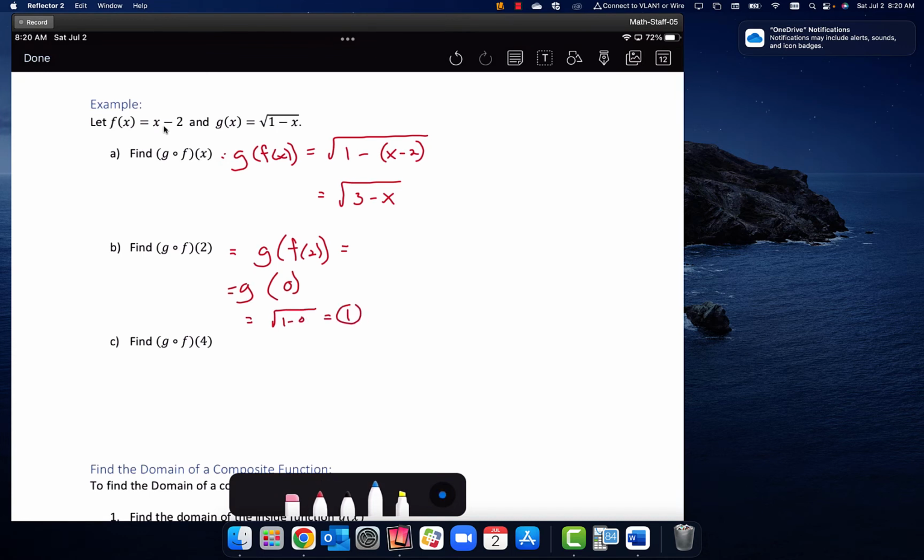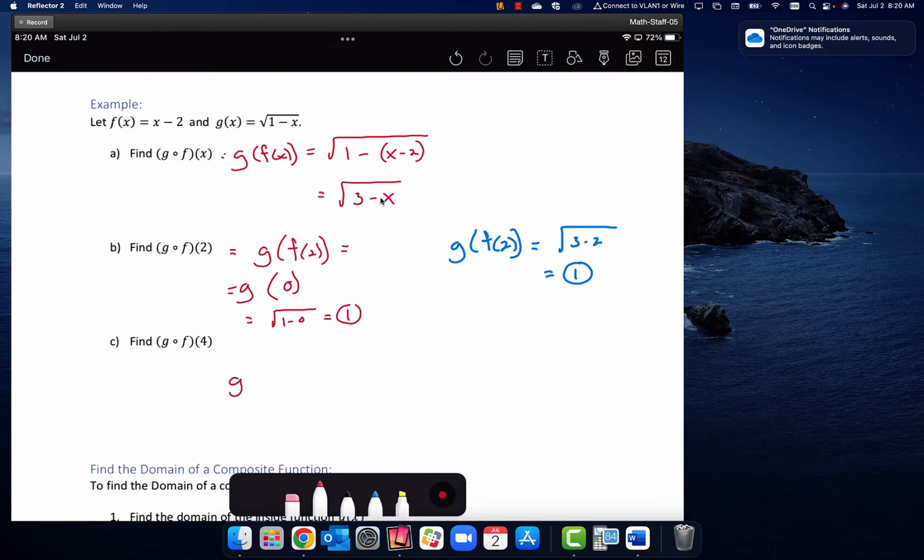Or we could do it in an alternate way. G of f of 2. We know what g of f is, right? G of f is this piece here. So we could just plug 2 into this function. Square root of 3 minus 2, which is square root of 1, which is 1. Either way, we get the same answer. Since we already have g of f, it's probably quicker to do this one and just use this function.